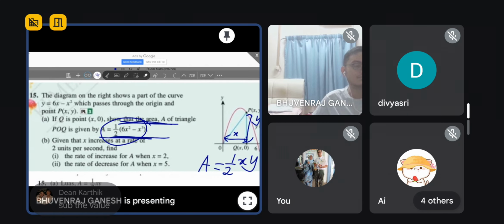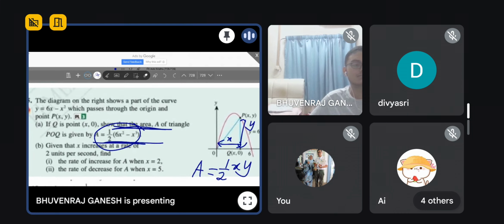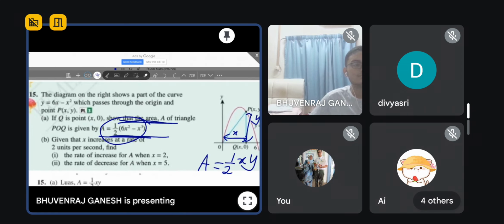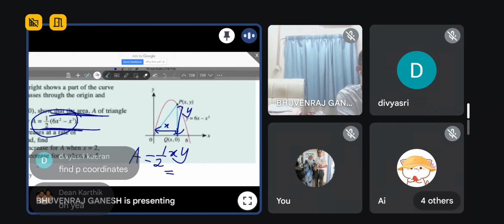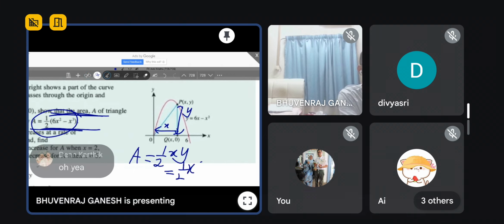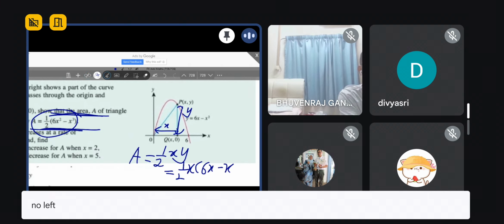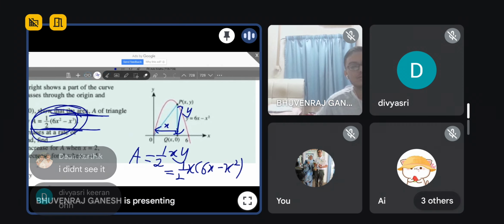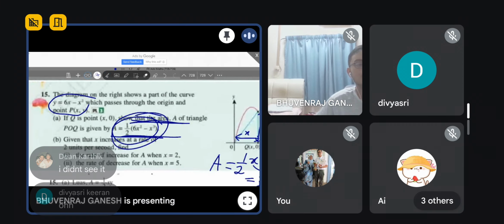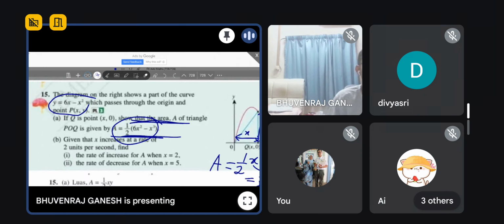The answer is already there. No need to substitute any value. Do you see these, guys? They already have your Y here. So you can actually substitute Y equals your curve equation, which is 6x minus x squared. Do you all get it, guys? So you can directly substitute 6x minus x squared. Then you will get this answer. Very simple only. You will directly get to prove it. Okay, so that is for part A.